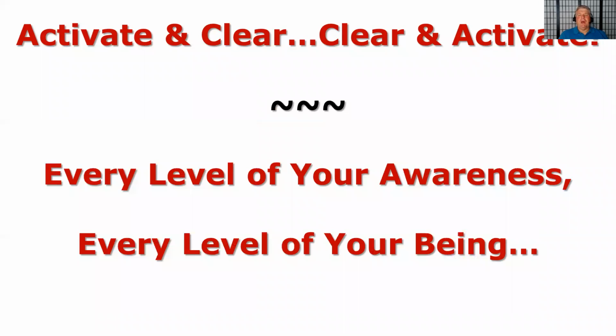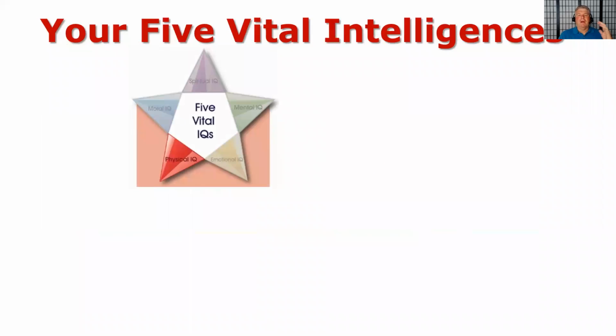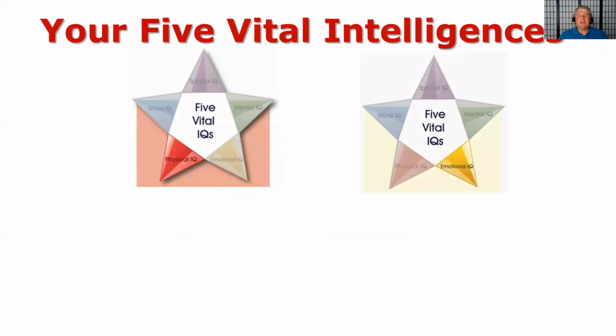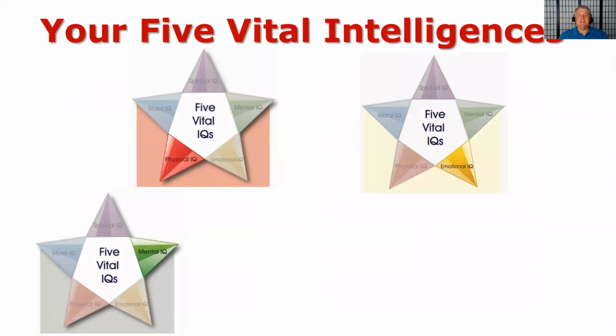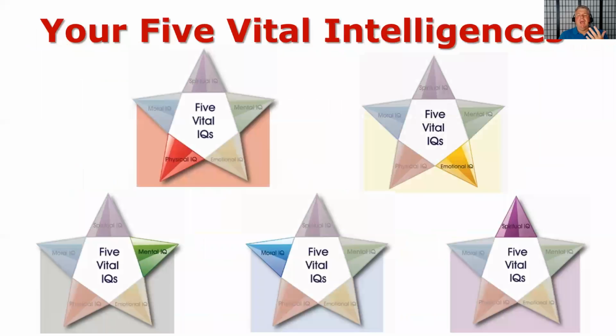Now, in addition to clear and activate, I always think in terms of every level of your awareness and every level of your being. By that, I mean your 5 vital intelligences: your physical intelligence, emotional intelligence, mental intelligence, moral intelligence, and spiritual intelligence. So in my experience, every level of your awareness, every level of your being includes who you are physically, emotionally, mentally, morally, and spiritually.